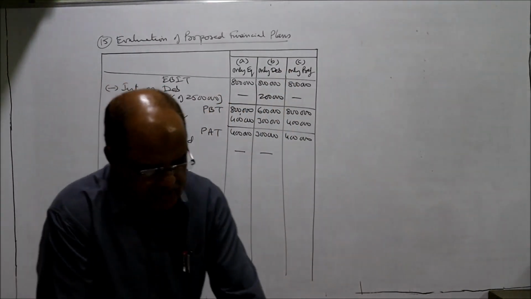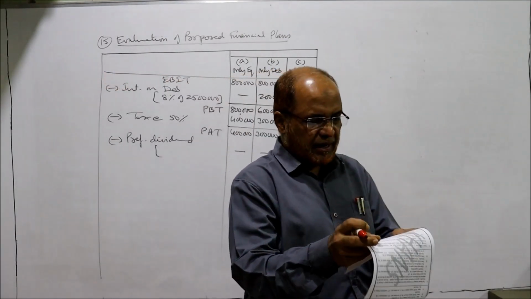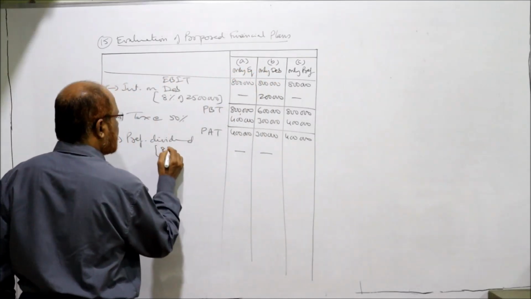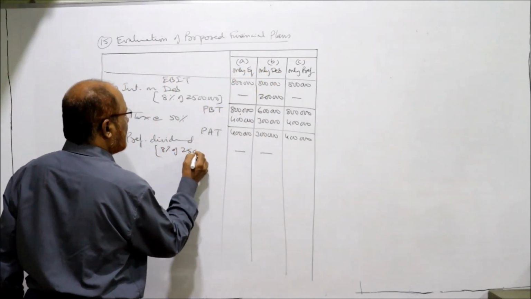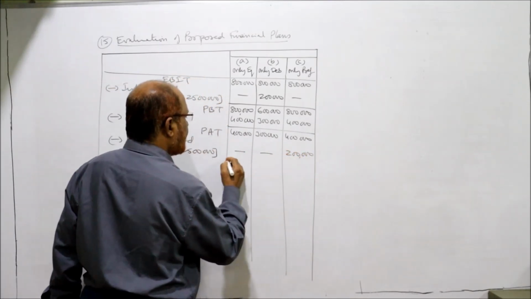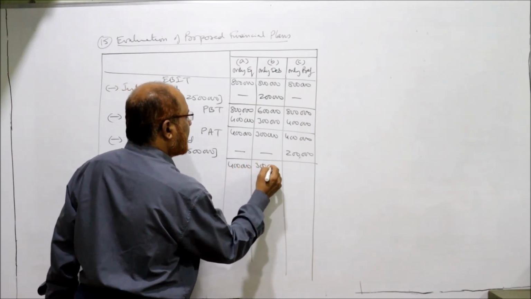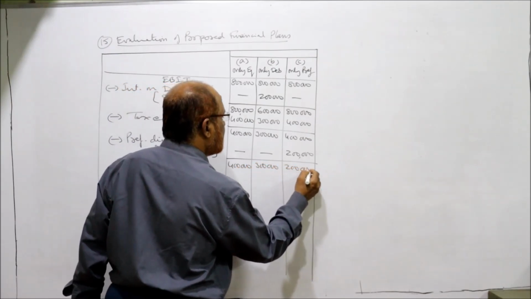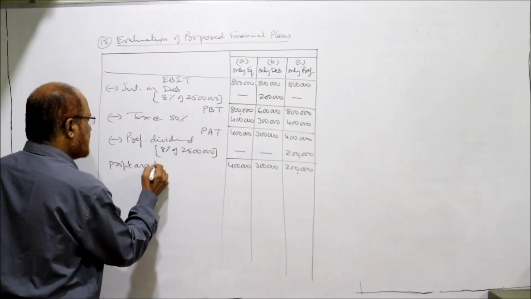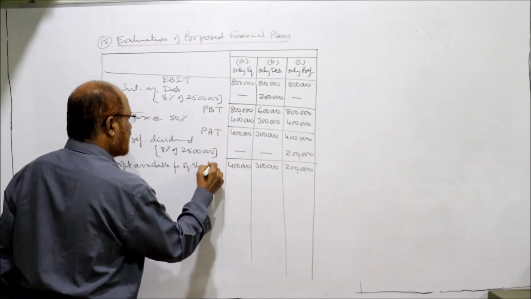Now see the problem, how much is the preference dividend? So C plan, 25,000, 8% preference shares. So 8% of 25 lakhs again comes to 2 lakhs. Subtract: 4 lakh, 3 lakh and 2 lakh. This is the profit available for equity shareholders.